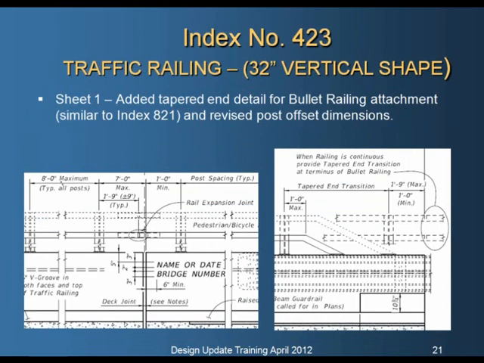Moving on to the traffic railings, we have added a transition detail to the vertical face combination pedestrian traffic railing. We added this same detail last year to the F-shape traffic railing with a bullet railing on top. This is probably just an oversight that we didn't do it to the vertical shape. The purpose is to eliminate the snag potential on the approach end of the traffic railing where the aluminum bullet rail would terminate. So we have this tapered down section which is attached to the top of the railing.